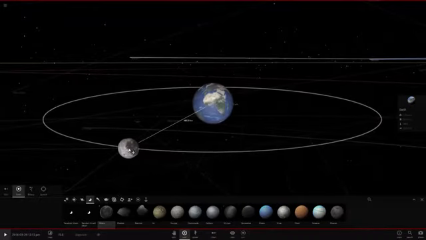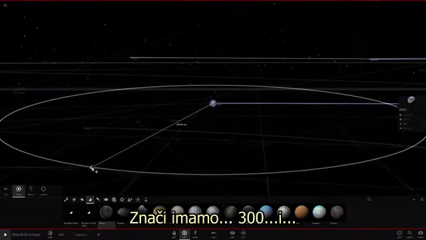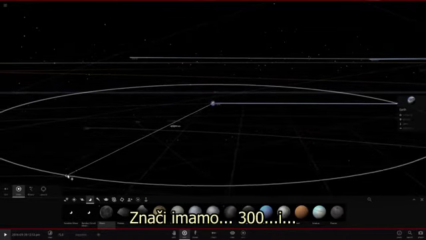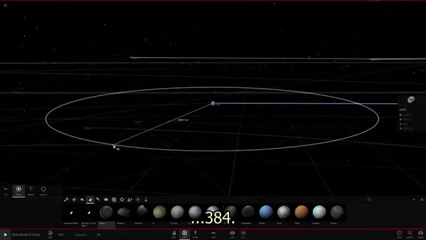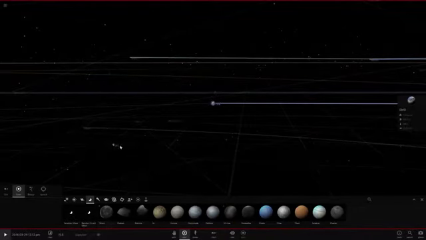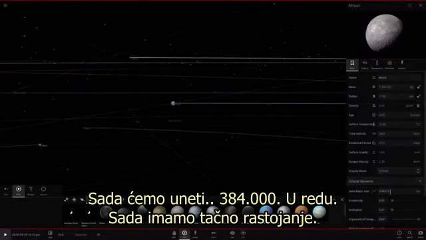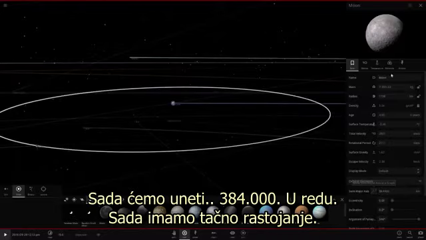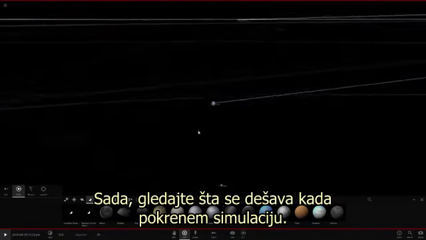at about 384,000 kilometers, so we've got 384,400. So now we've got the correct distance. Now watch what happens when I turn the simulation on.